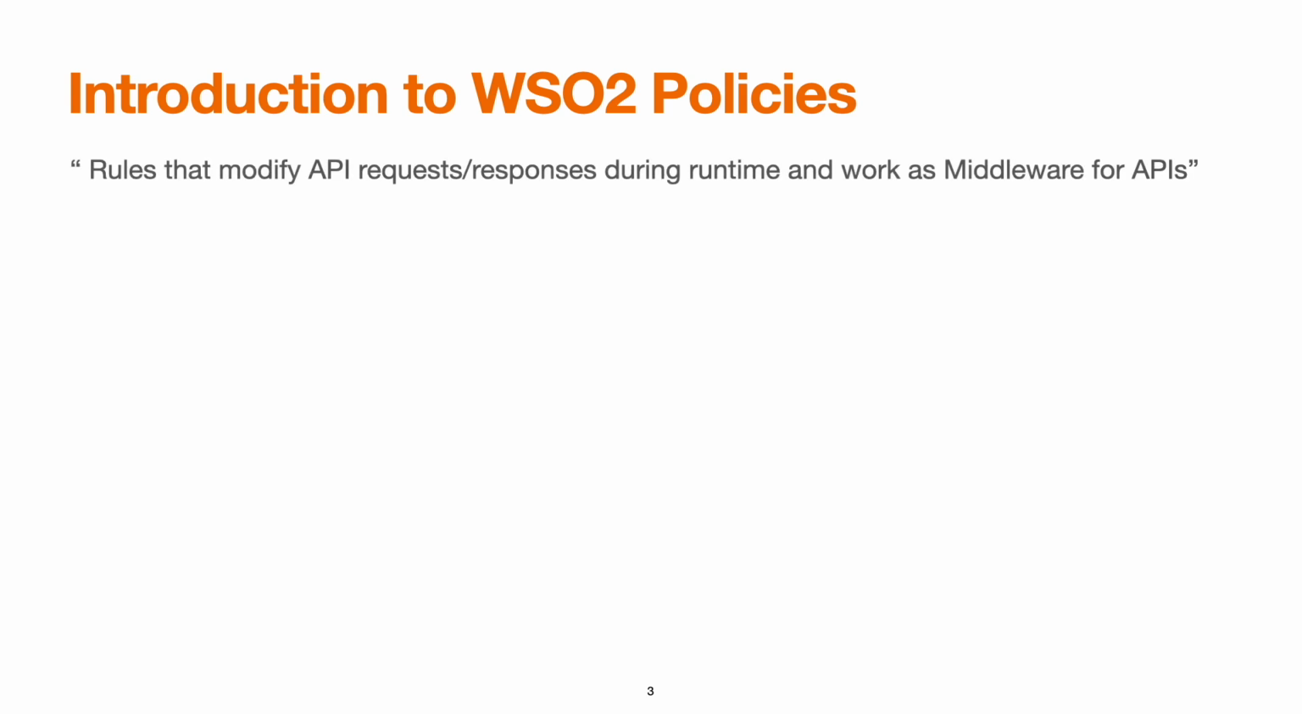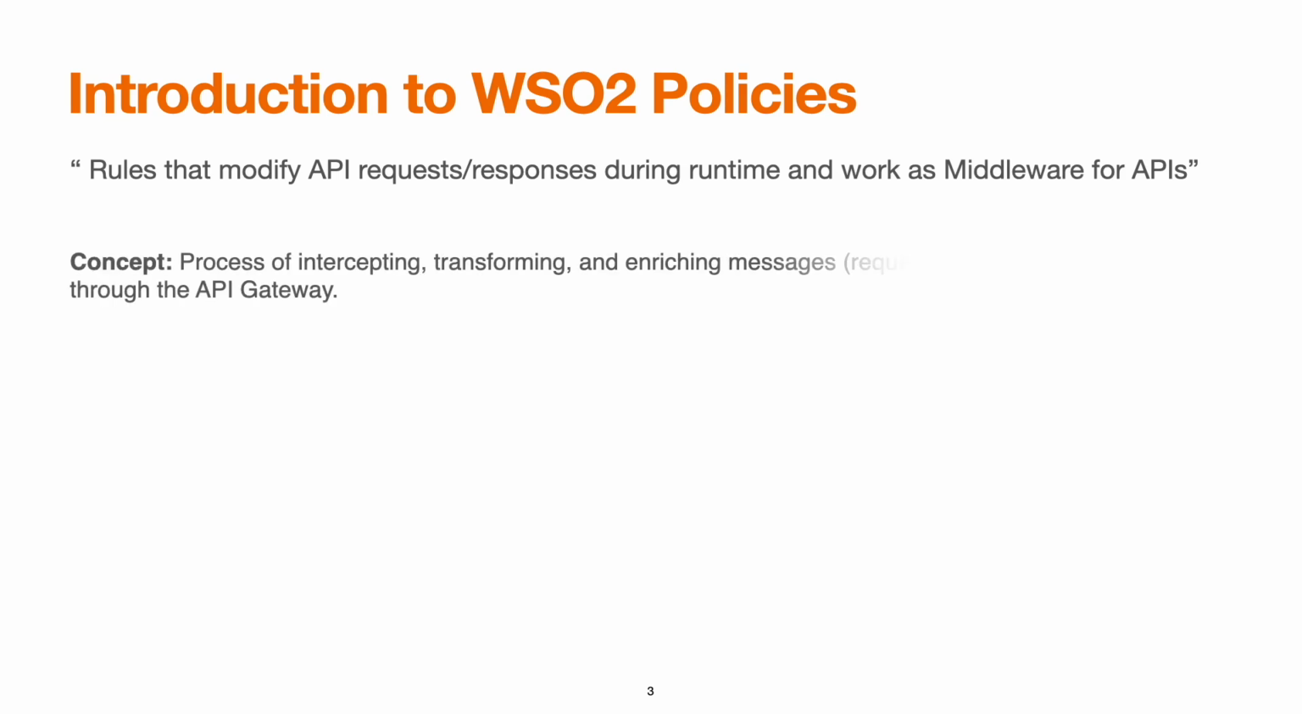Introduction to WSO2 policies. WSO2 policies are typically the rules that modify the API requests or responses during runtime, and they work as a middleware for APIs. The core concept is the process of intercepting, transforming and enriching the messages, typically the requests and responses, as they flow through the API gateway.